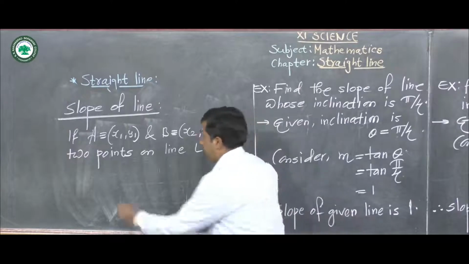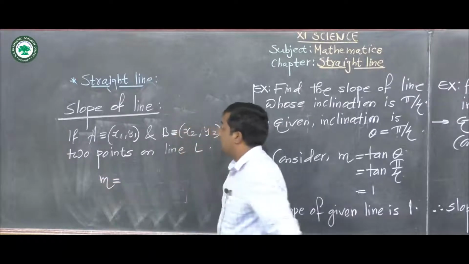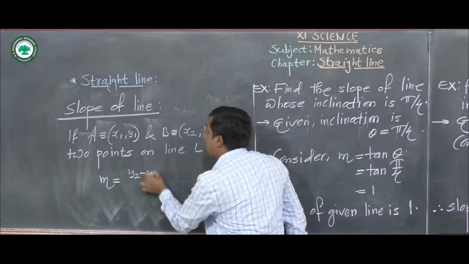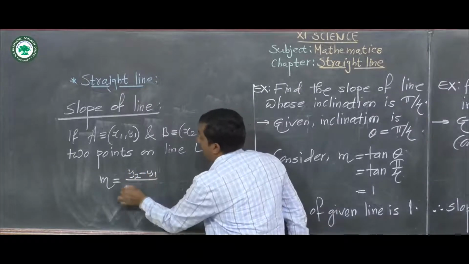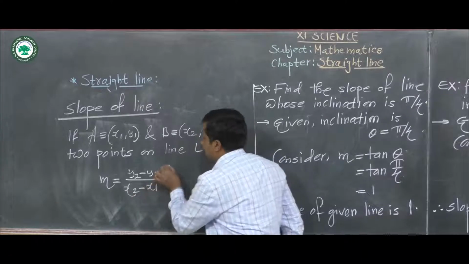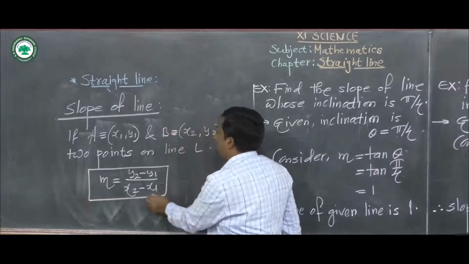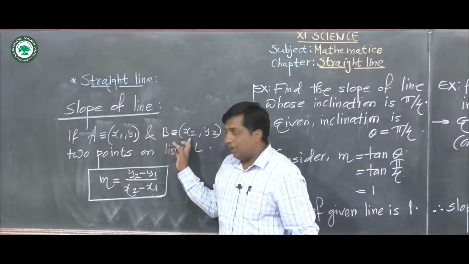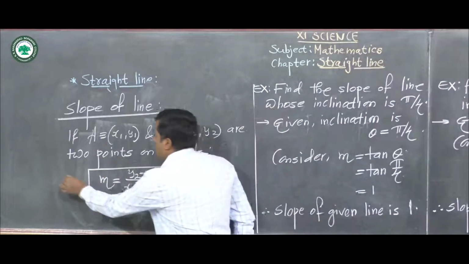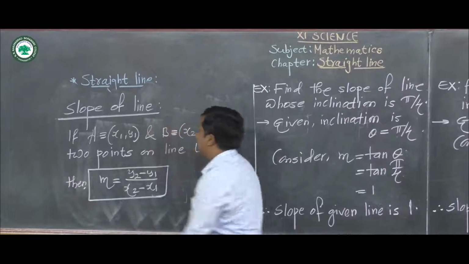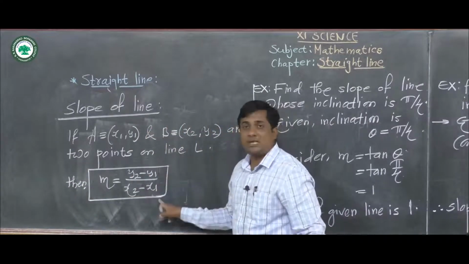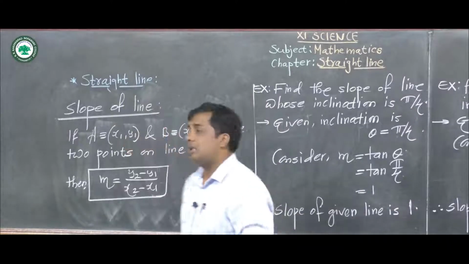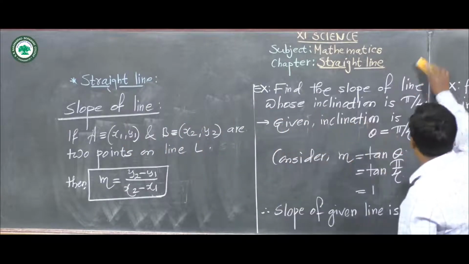If these 2 points are given and we have to find the slope of the given line, to find the slope we consider a direct formula. Here remember, to find slope m we consider y2 minus y1 divided by x2 minus x1. Remember this part. If 2 points are given, then to find slope we use this formula, that is y2 minus y1 upon x2 minus x1. Let us see some examples to find the slope of a line.